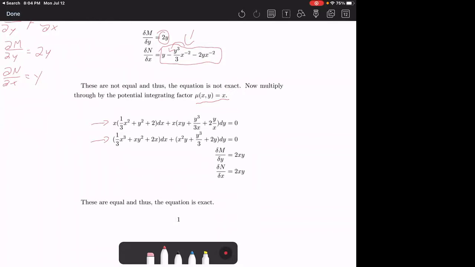Now we have a new M and N value. Delta M delta y is the derivative with respect to y of 1 over 3 x cubed plus xy squared plus 2x. That has no y term, that has no y term. All that's left is the xy squared, so we get 2xy. The 2 comes out front as a factor.